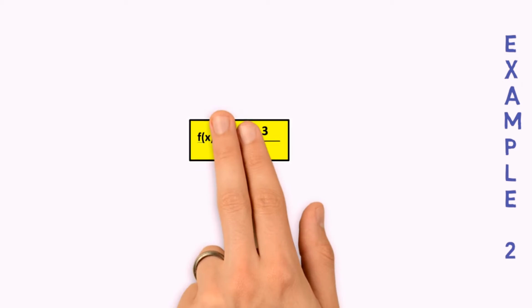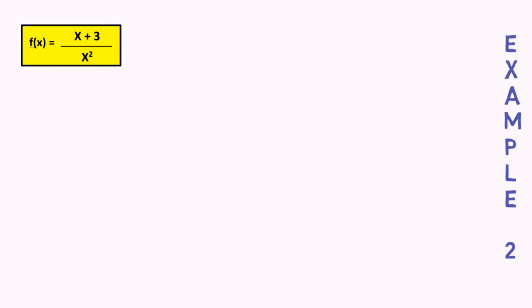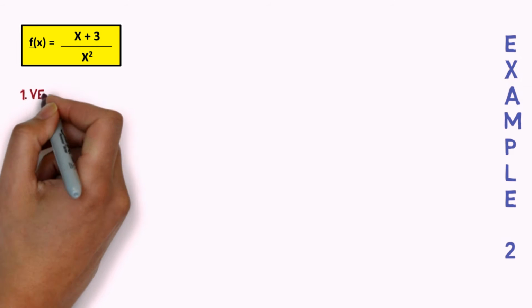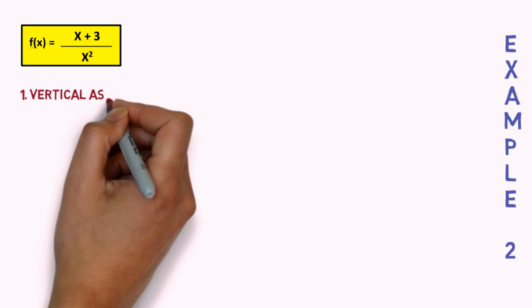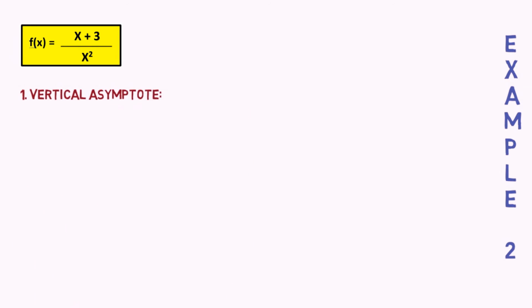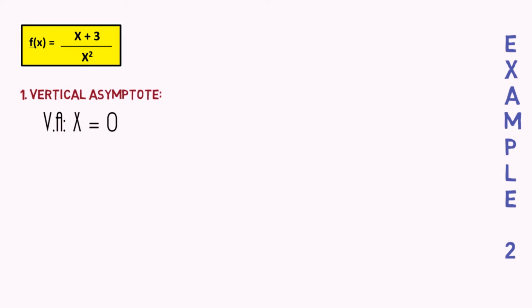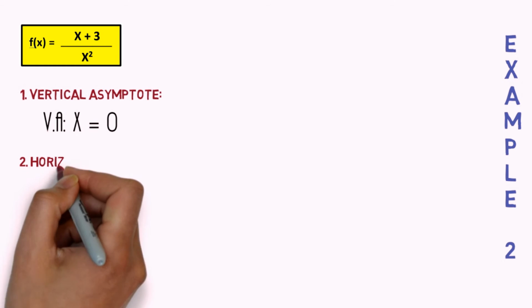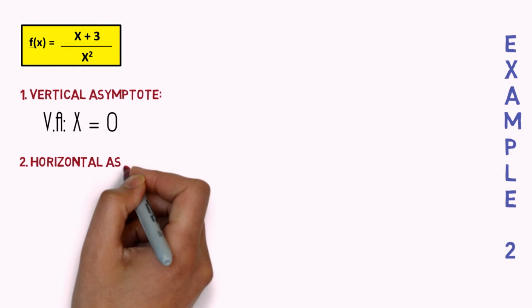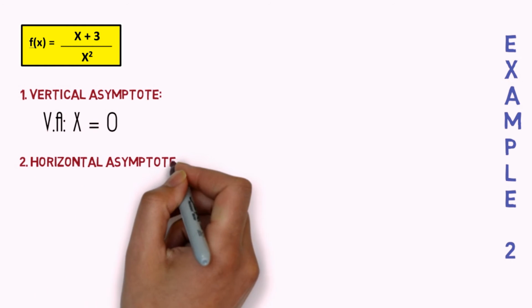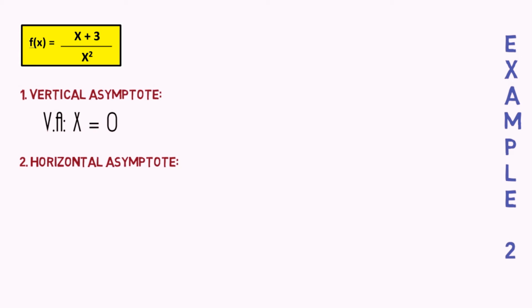For example, x plus 3 over x squared. We can find the vertical asymptote. That's for the denominator equal to 0. That's why x is equal to 0. In the horizontal asymptote, the numerator is a linear polynomial. The denominator is now a quadratic. The degree is higher downstairs than upstairs.